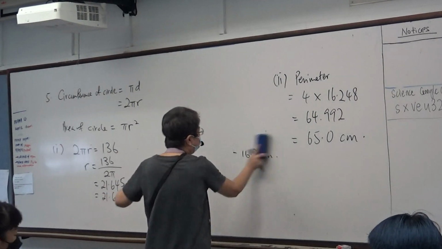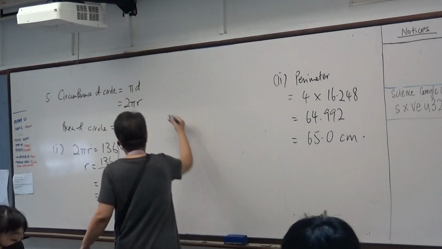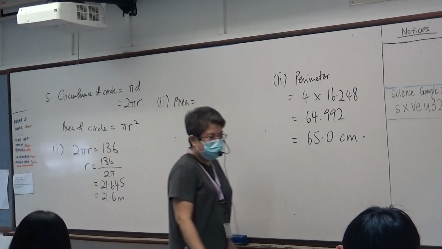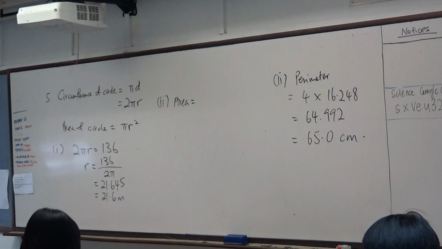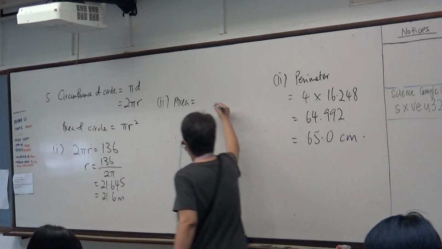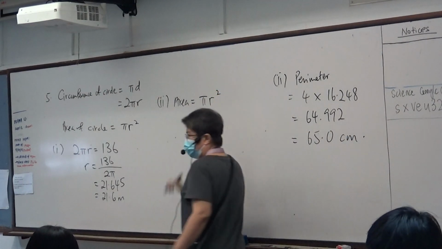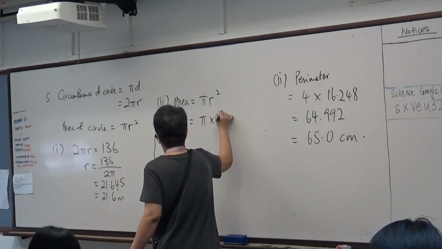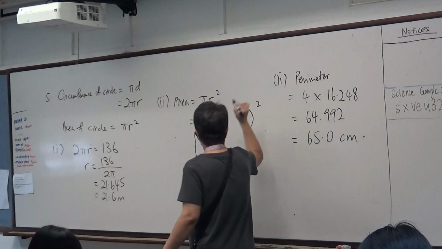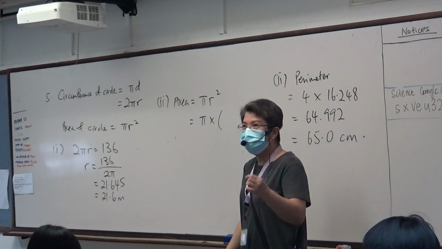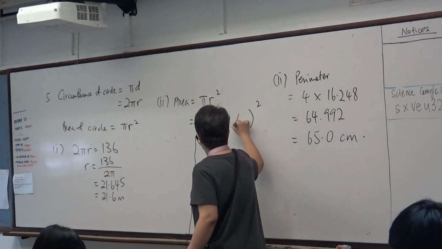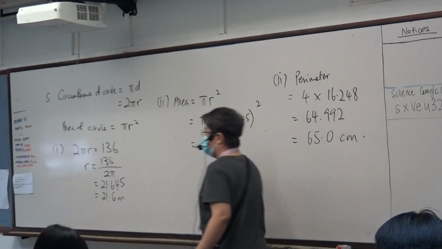Part 2. What about the area? They're asking for the area. Area is pi what? Pi r squared, right? So this will be pi times the radius squared. What number do I use? 21 point what? 645. Very good. All of you key in this.